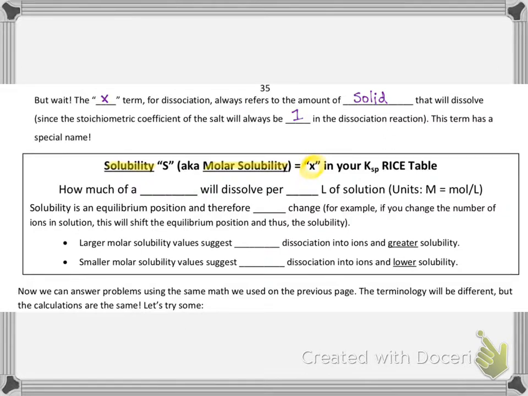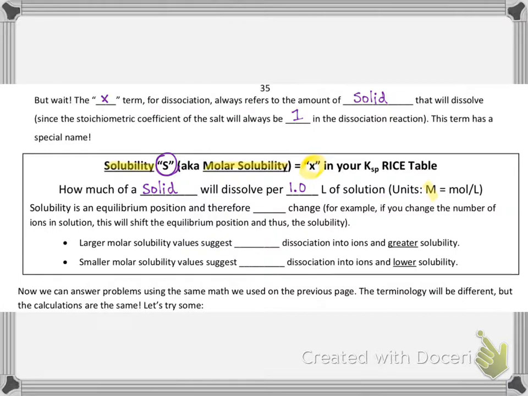Now, it is x in your KSP ICE table. Some people will make a really special KSP ICE table and use S for solubility instead of x. But mathematically, it's the same exact thing, and I really hate trying to confuse things by throwing another random letter in there. But you are totally welcome to use an S instead of an X. It means the exact same thing. And it is defined to be the amount of a solid that will dissolve in 1 liter of solution, and of course has units of molarity, capital M.